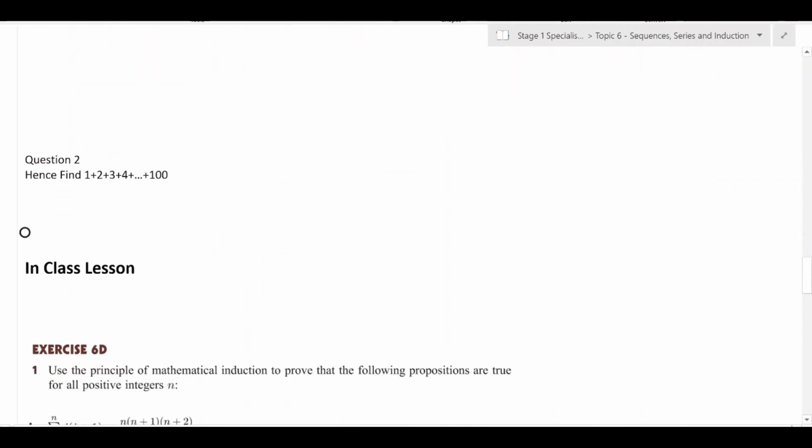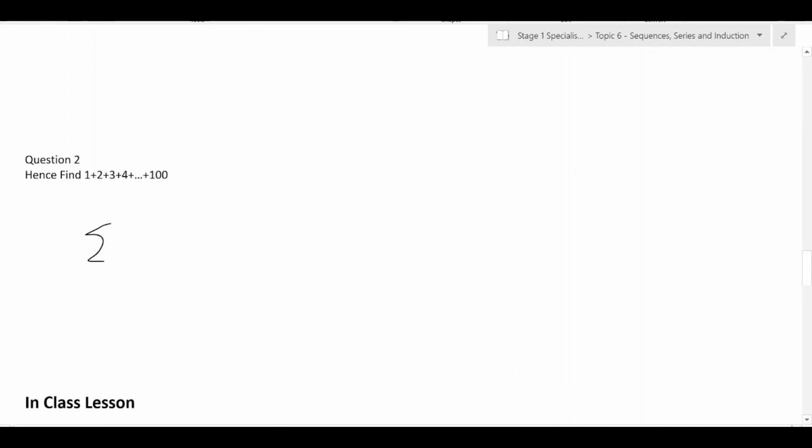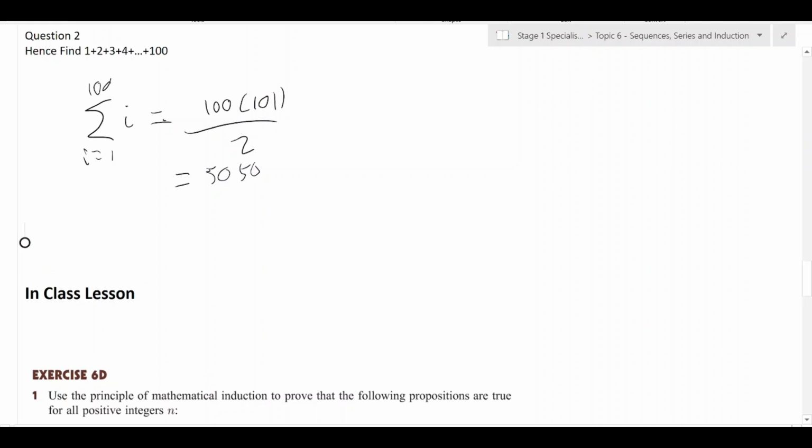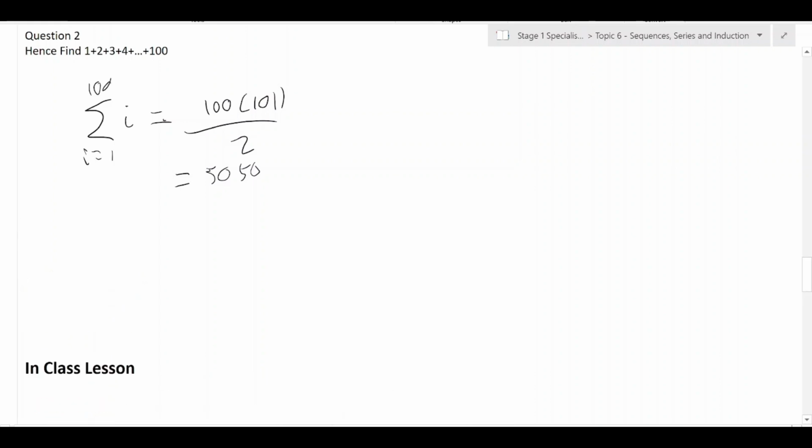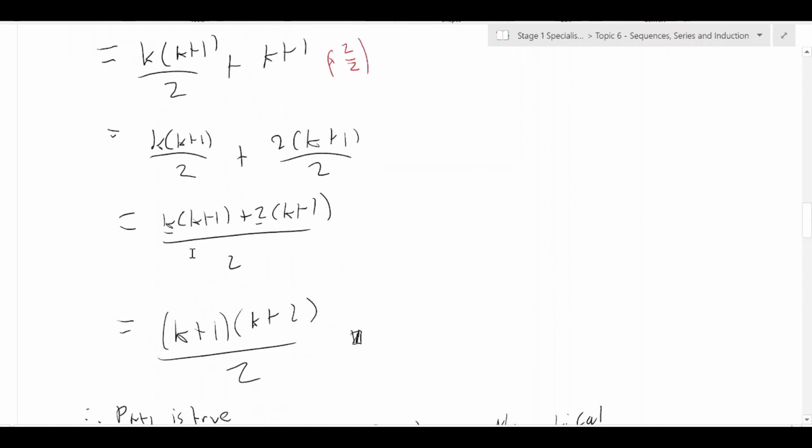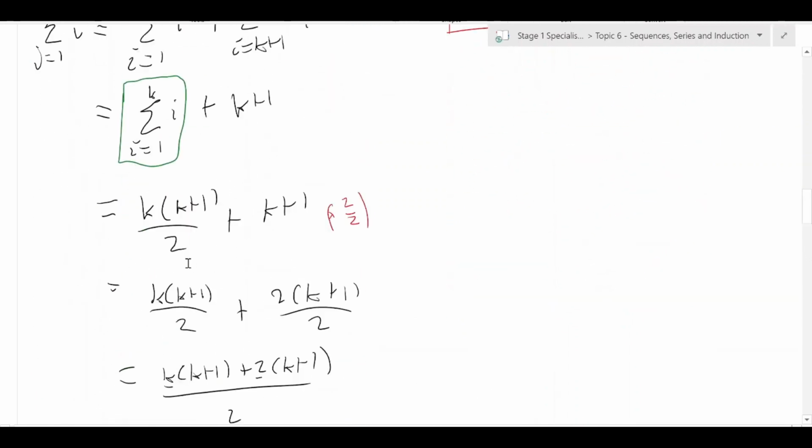So next thing it wants us to do is find this sum. So the sum from i equals 1 to 100 of i. Well, we can just plug in 100 times 101 over 2 using our formula, which I think gives you 5050, something like that. If you've noticed, this is actually just an arithmetic series. So induction is a way that you could prove the formula for an arithmetic series, which is pretty cool.